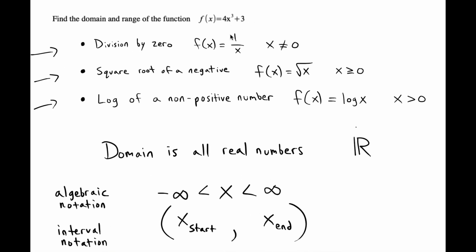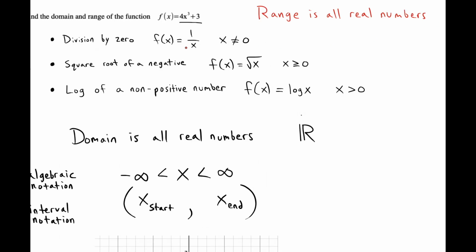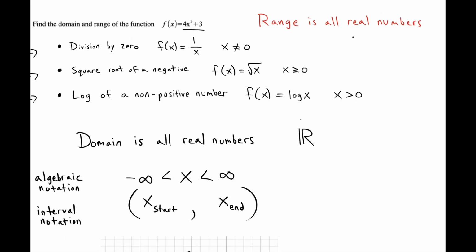So when it comes to finding the range of 4x cubed plus 3, it's just a transformation of the common function x cubed. And so its range is going to also be all real numbers. So we could write that as we can get all y values between negative infinity and infinity. Or we could just write it in interval notation that the y's are going to be between negative infinity and infinity.